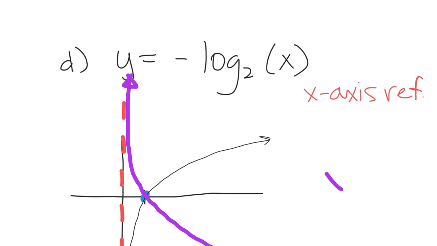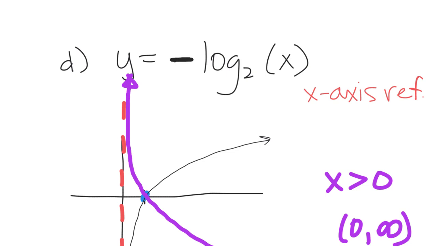Okay, still a negative. So our domain is x is greater than 0, right? Because x is the only thing in our parentheses. So all the positive values of x. Okay, so an x-axis reflection has the negative in front of the word log, and a y-axis reflection has the negative in the parentheses with the x.